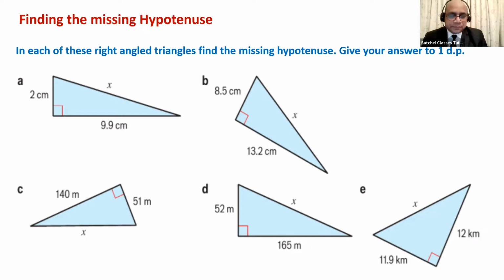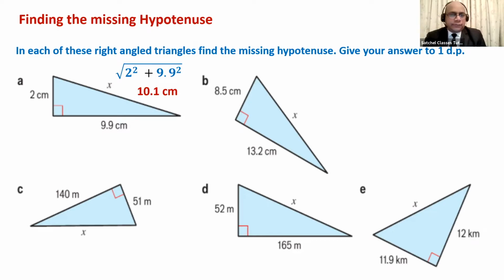Well, in the first case, the two perpendicular sides are 2 centimeters and 9.9 centimeters. So x will be nothing but square root of 2 squared plus 9.9 squared. In this case, the answer is 10.1 centimeters. Remember, we need to round the answer to 1 decimal place.